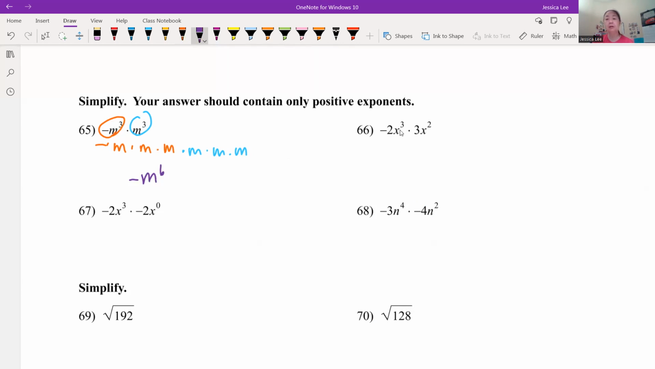Same thing here. We have negative 2 times 3. So it's going to be negative 6. And then we have 3 x's here and another 2 x's here that we're multiplying. So that's actually x to the 5th power, right, that we're multiplying. See, done.